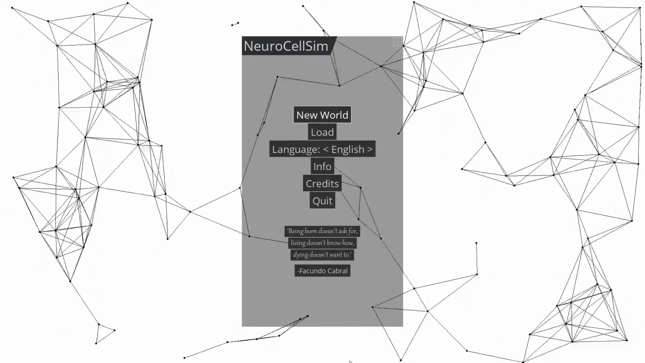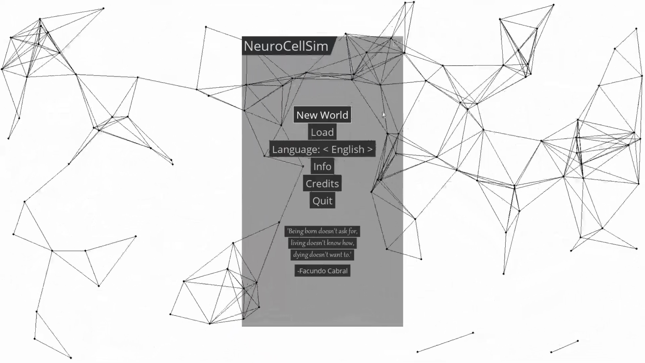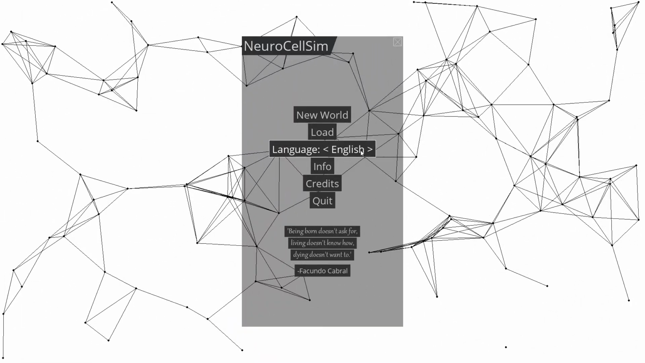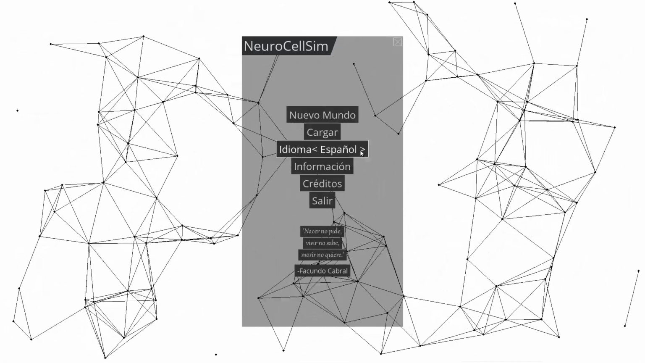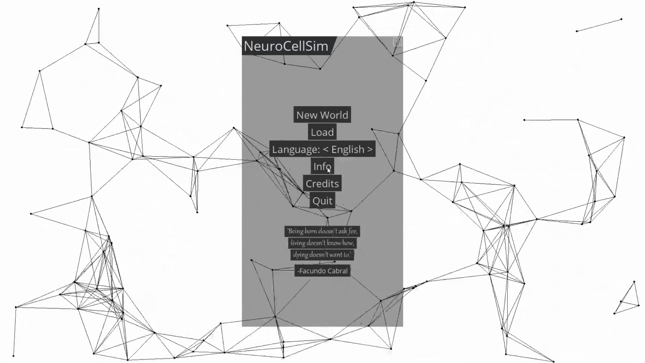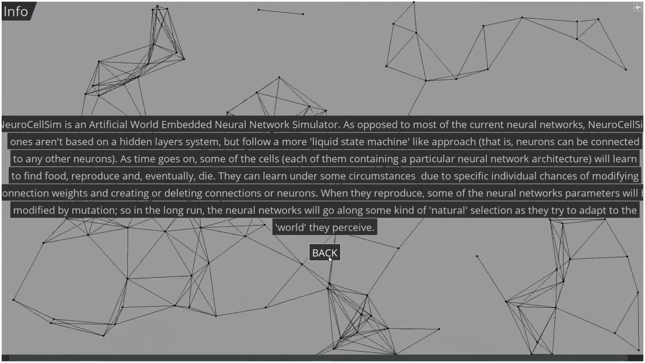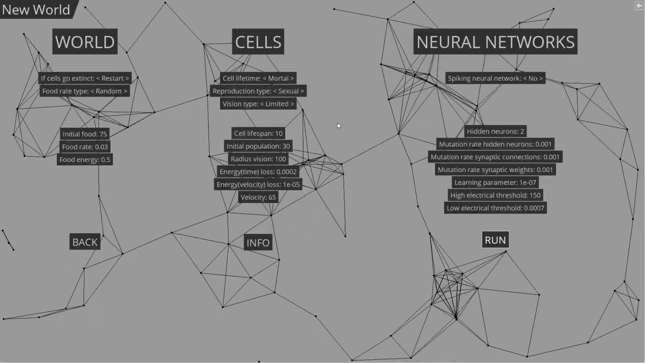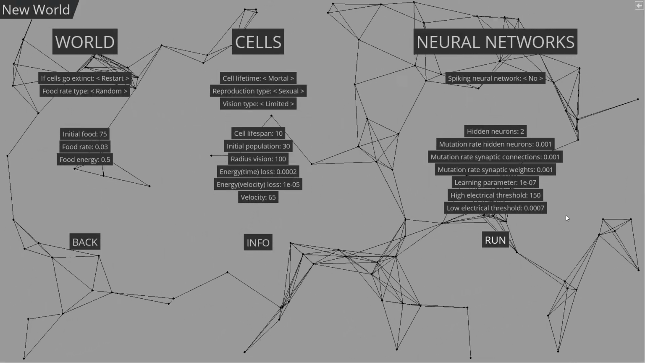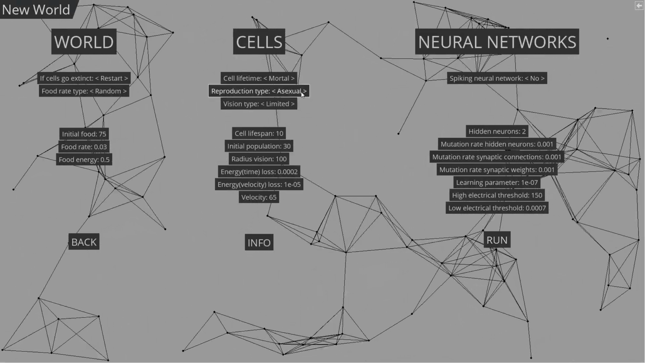First of all, a menu has been implemented from which you can start a new simulation, load a saved simulation, change the language between English or Spanish, or read some general information about NeuroCellSim. When starting a new simulation, certain characteristics of the wall, cells, and neural networks can be modified.